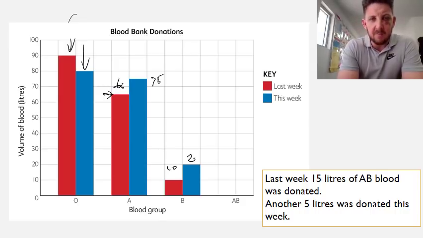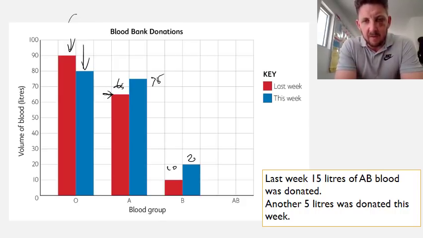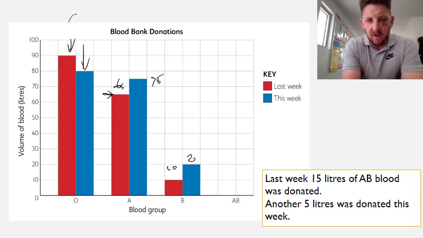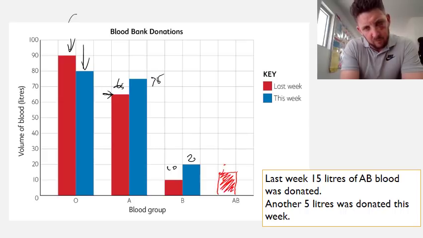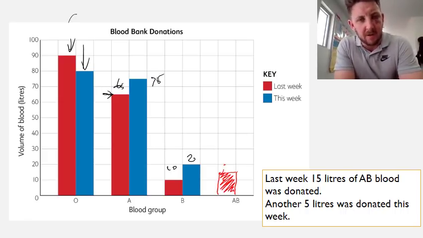Now, if this was to ask me the question as is down the bottom, last week 15 litres of AB blood was donated, and then another 5 litres was donated this week, I would have to get my red pen, and I would have to make sure that in the first column of my AB, I would do 15. Now, here's my 10, here's my 20, I need 15, that's in the middle. I'm going to use my ruler, and I'm going to make sure it's nice and straight, and I'm going to draw in my bar. Now, remember, if you don't use your ruler, gents, you're literally telling me you don't want any marks, because I will not be marking anything correct unless you use a ruler.